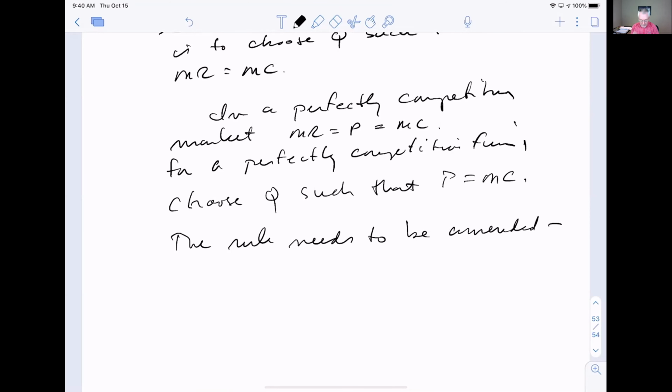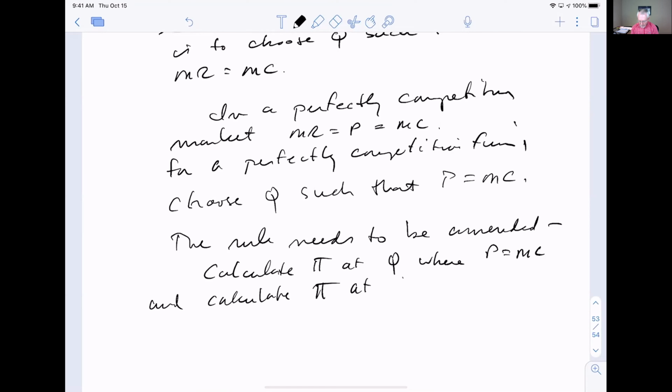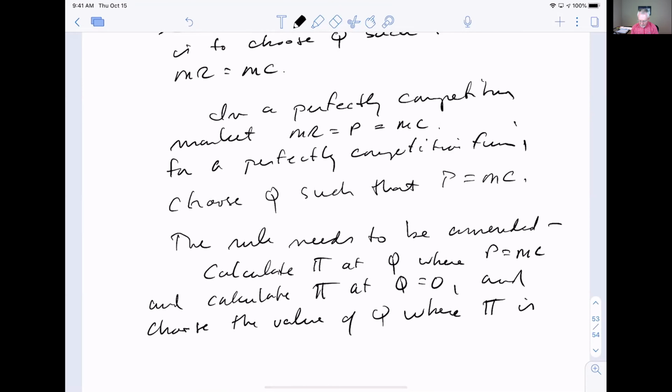Calculate profit at Q where price is equal to marginal cost, and calculate profit at Q equals 0, and choose the value of Q where profit is greatest. So we have two possibilities here.